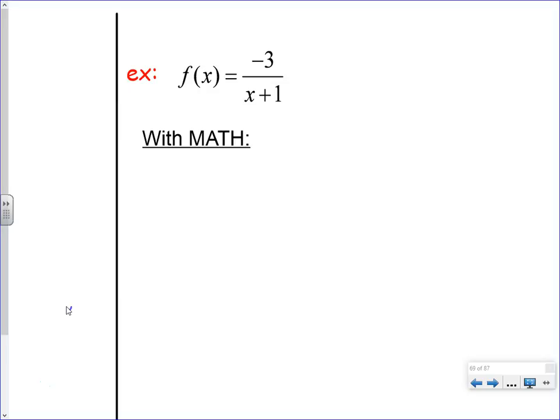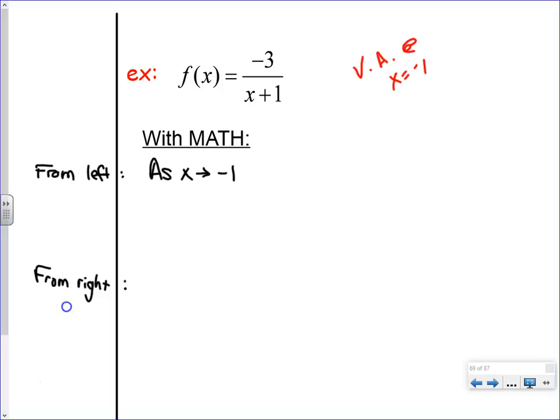Let me show. We're still answering two questions from the left and from the right. You guys notice the example has not changed. We already know the answers we're supposed to get. We're just trying to see, can we do it without a calculator? From the left, x is coming towards -1. Remember, we have a vertical asymptote at x equals -1. From the left of the number line, lower than -1.